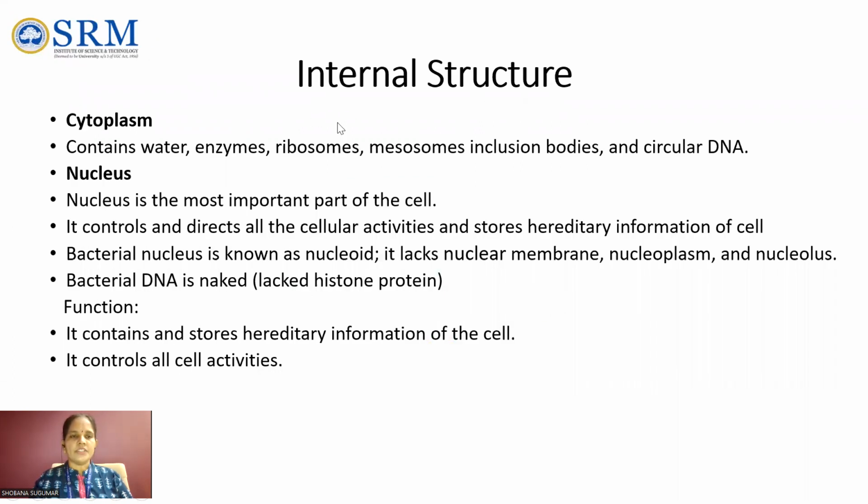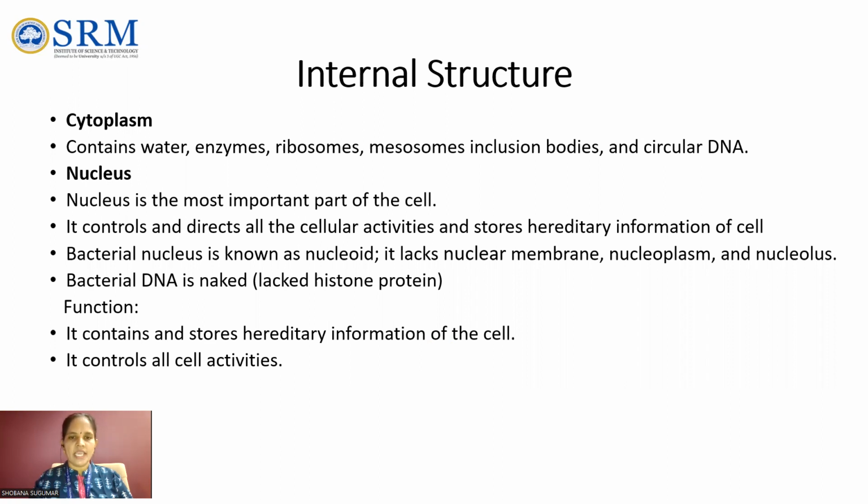Coming to the internal structure, the first one is the cytoplasm. Cytoplasm contains water, enzymes, ribosomes, mesosomes, inclusion bodies, and cellular DNA. Coming to the important part of the internal structure, that is the nucleus. It is the most important part of the cell. It controls and directs all the cellular activities and stores the hereditary information of the cell. The bacterial nucleus is known as the nucleoid because it lacks a nuclear membrane, and nucleoplasm and nucleolus are absent.